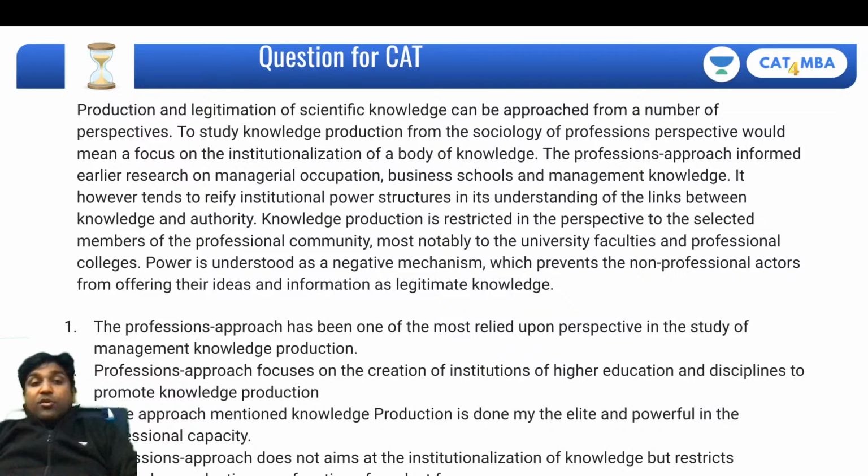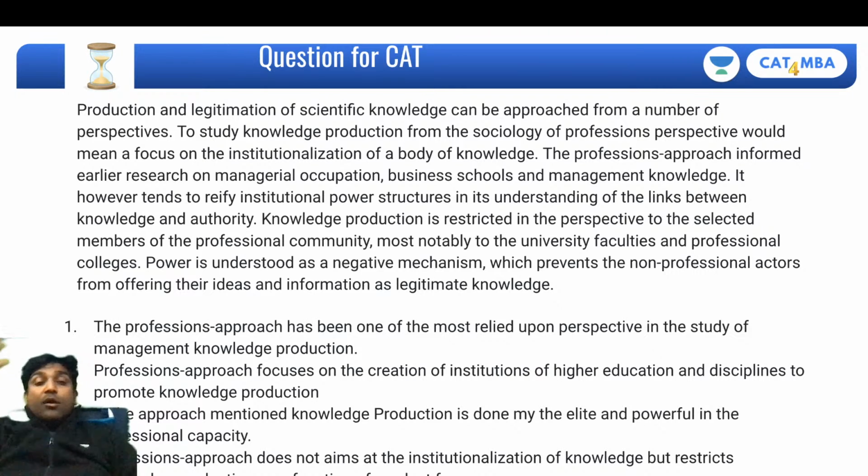The professions approach informed earlier research on managerial occupation, business schools, and management knowledge. It, however, tends to reify institutional power structures. So what happens is that they sort of reify power structures. Reify means make the power structure stronger.